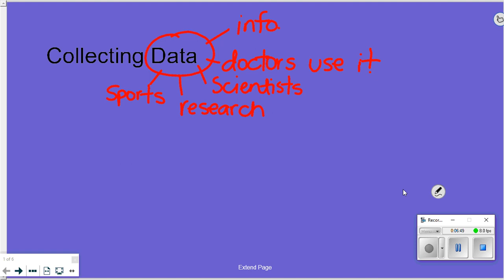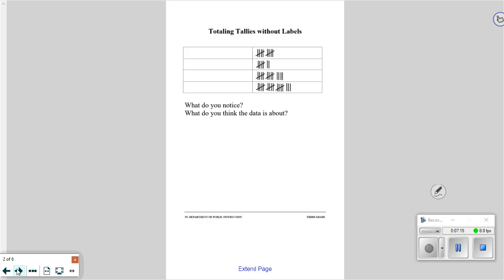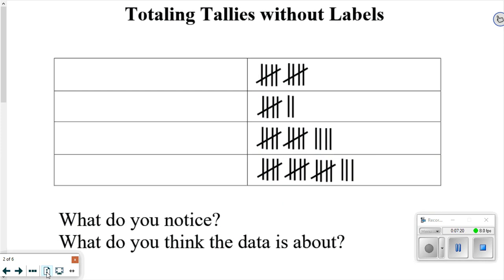Sure. Yeah. Data can come from many different places. So let's look at this data. It is not complete. I didn't tell you what data I was collecting. What are we noticing? I'll make it a little bigger. There we go. What are we noticing about this data?